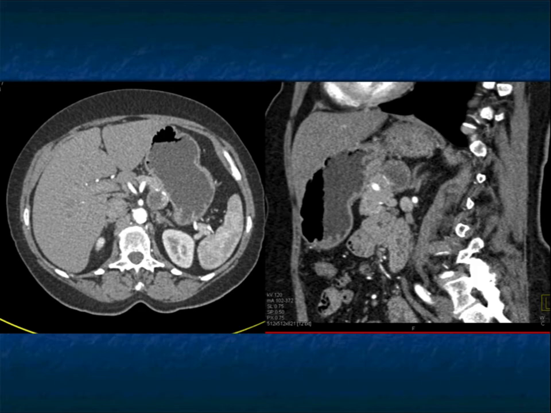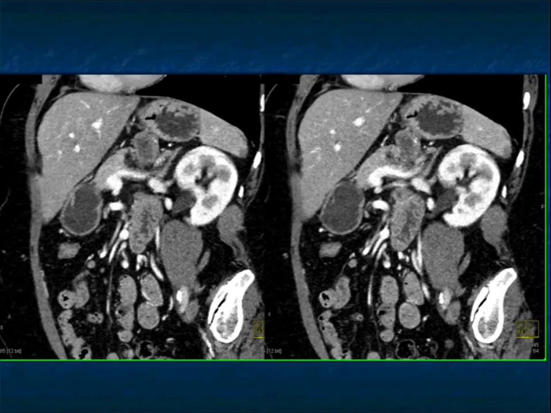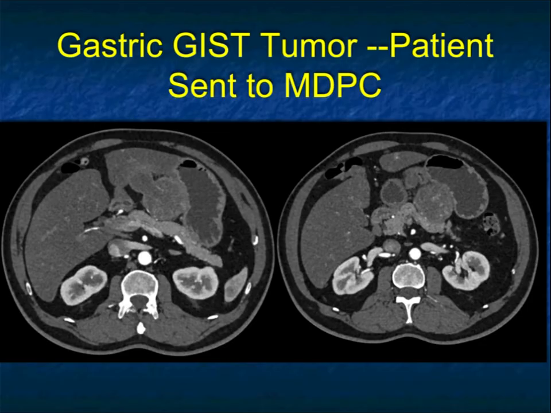Okay? This ended up being a GIST tumor. It was felt to be a neuroendocrine tumor, and the patient went to surgery for a neuroendocrine tumor and ended up being a GIST tumor. So I think sometimes it's really challenging, and this case has some good lessons to teach us because of that.